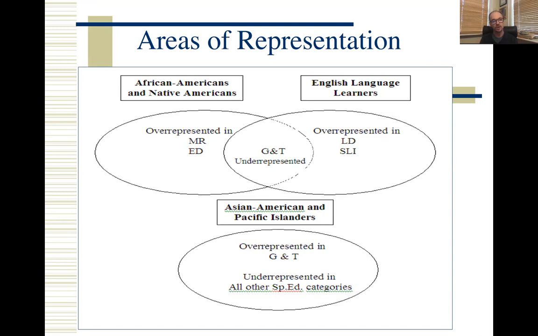This is where people start talking about the social construction of disability. I mean, there are no genetic reasons why African Americans and Native Americans would be overrepresented with intellectual disabilities or emotional disturbance, or that Asian American Pacific Islanders would be overrepresented in gifted and talented.